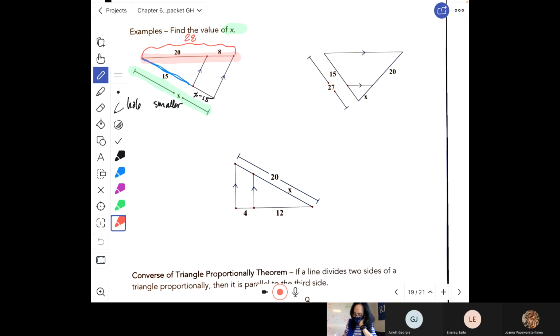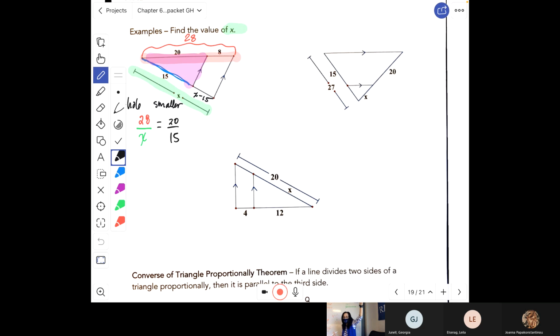So I could say 28 is to what? What's the whole side? Well, this whole side compared to the length of the other whole side. X equals, and now I'm just going to look at these little smaller triangles, the smaller triangle. So that would equal what? 20 over 15. Do you see how I set up that proportion?